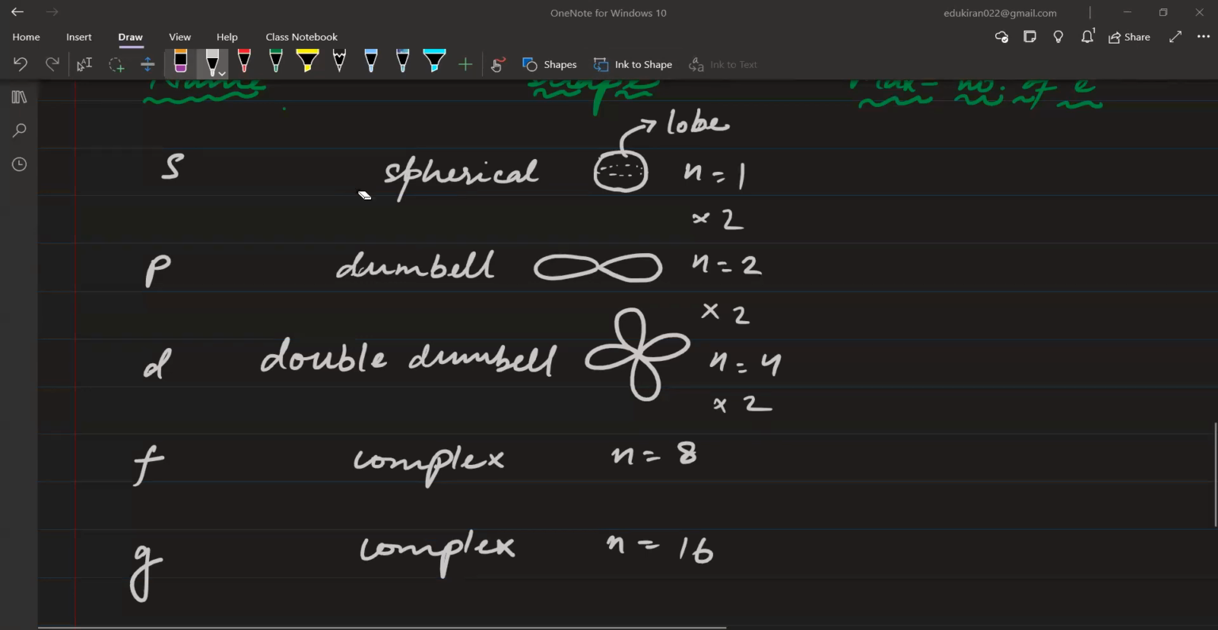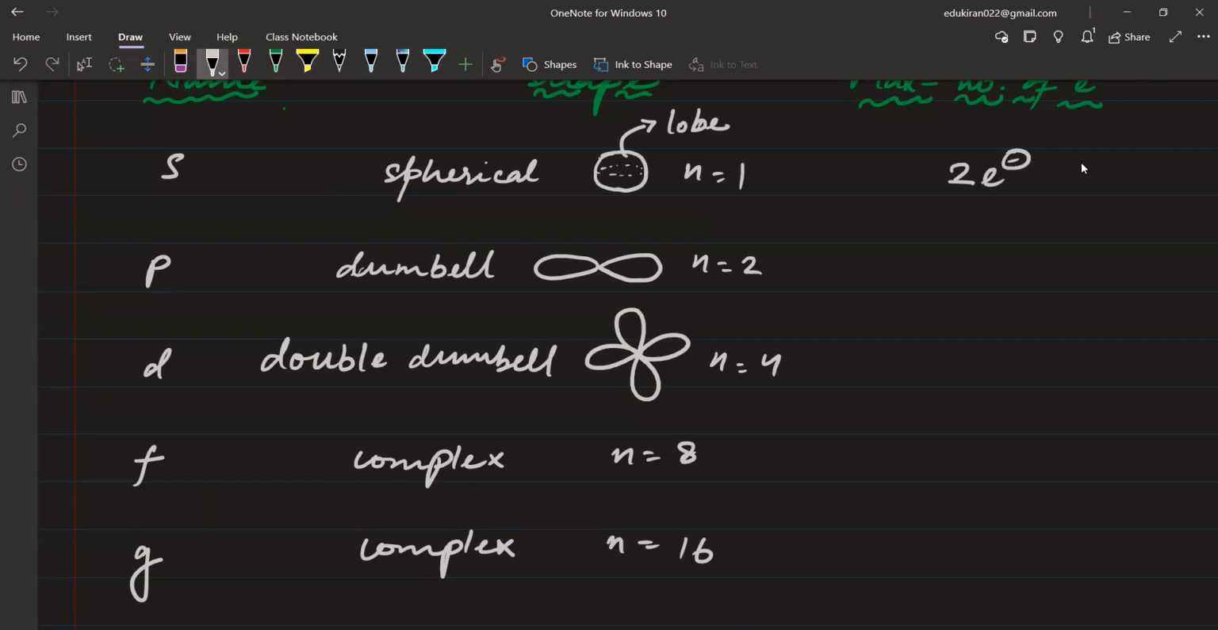Okay? So what you have to recognize here is, you have to also keep your brains very active. You have to look for patterns and recognize the patterns. Similarly, when we talk about the maximum number of electrons, the S subshell can maximum hold 2 electrons.